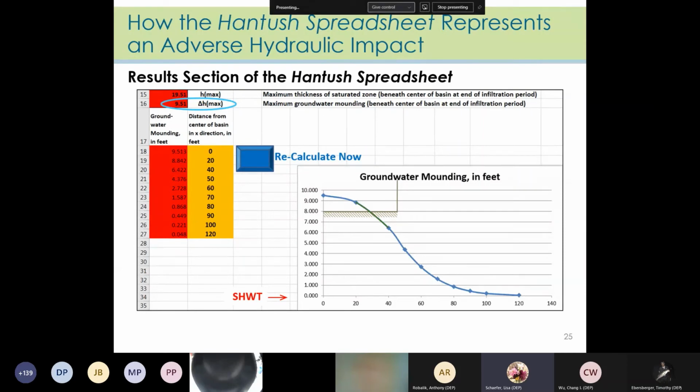But that's it for how the spreadsheet represents your adverse impacts. Let's go on to our second example.